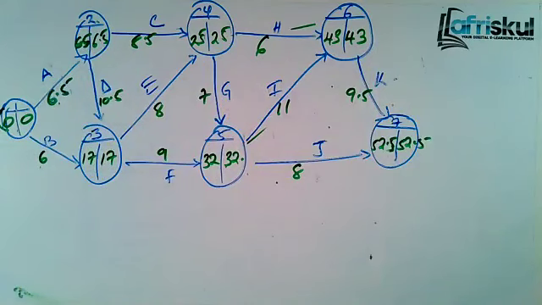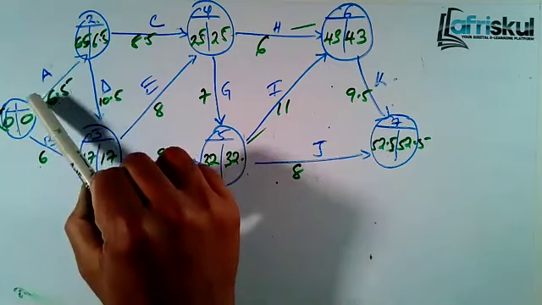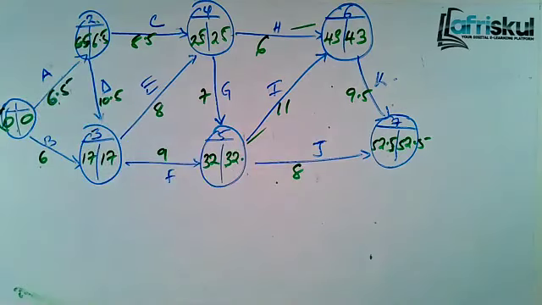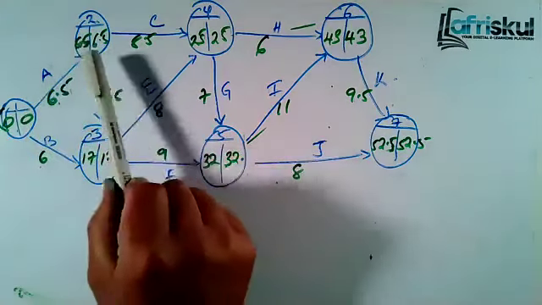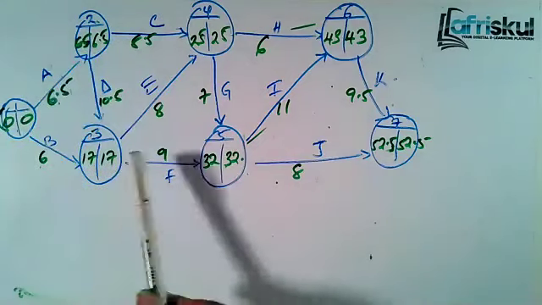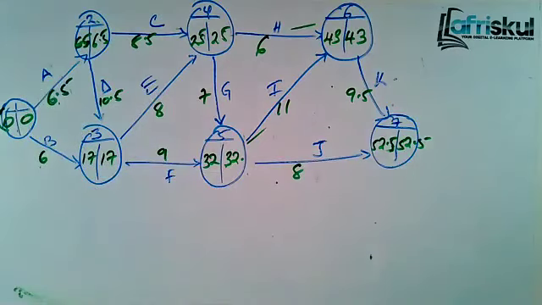Zote zinafanana. But how do we identify the critical path? Now, let's look at this. So now, I want you to post your answer there. A, 6.5, and B, 17. Which one do you want us to select? So which one do you think will be the critical activities? So post your answer there, A or B.